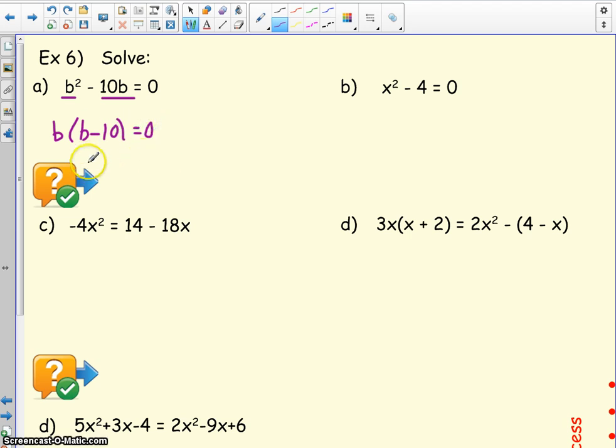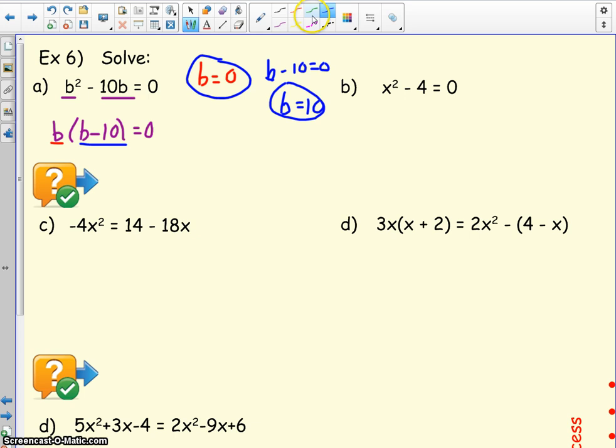So what are my answers going to be? Well, I have my two factors here. This means that either b equals 0, that gives me one answer, or b minus 10 equals 0, which tells me that b equals 10. So I have two solutions here: 10 and 0.